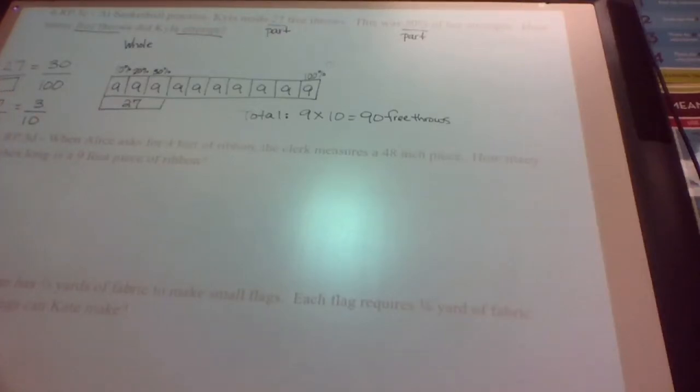I said 10. So, how do I get from 3 to 27? Multiply by what? 9. So, if I multiply 3 by 9, I have to multiply 10 by 9, and I get 90. 30. So, I can do it this way, because this is part, whole, or I could do a model. So, either way you can do it to get the right answer.